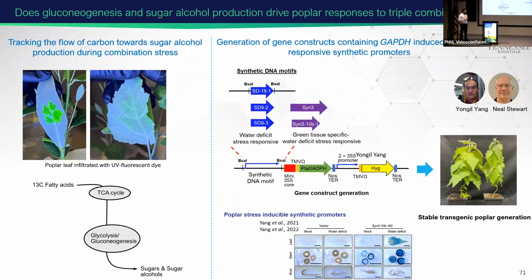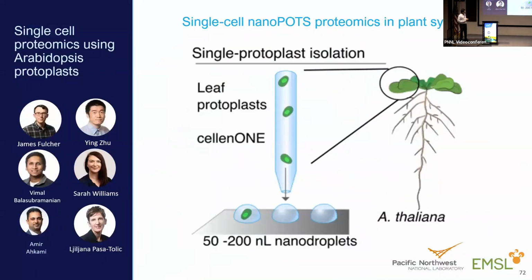And the aim is to generate the transgenic Poplar and expose them to combination stress and see at palisade level what physiological parameters or molecular responses are improved. So these are the two approaches right now we are taking to understand how Poplar responds to combination stress. This project shows how we used spatial multiomics facilities at EMSL to try to understand how plants respond to combination stress. I want to give a quick snapshot of the recent developments when it comes to proteomics.